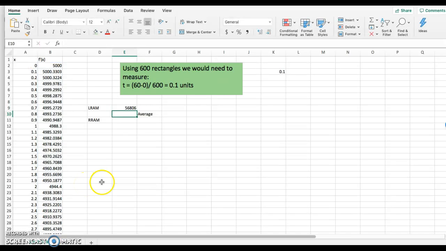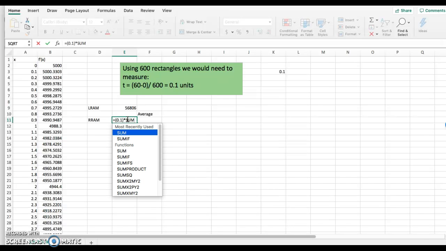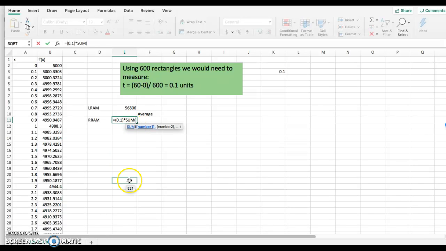And then we hit enter, and then we do the RRAM. That's going to equal 0.01, which is our width, times the sum. And in this one, if I'm going to take an RRAM, I want to take the last value up until this value. So I'm going to start with not the first value, but the second value, and then a colon.